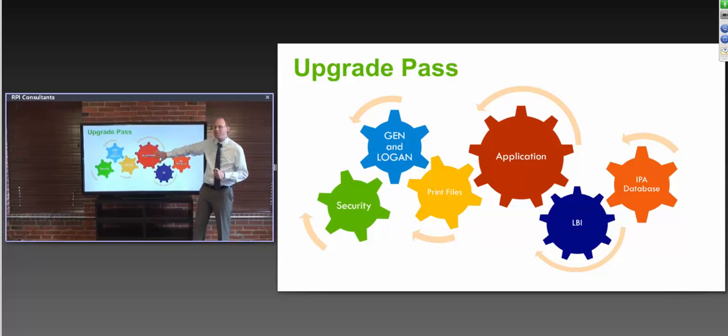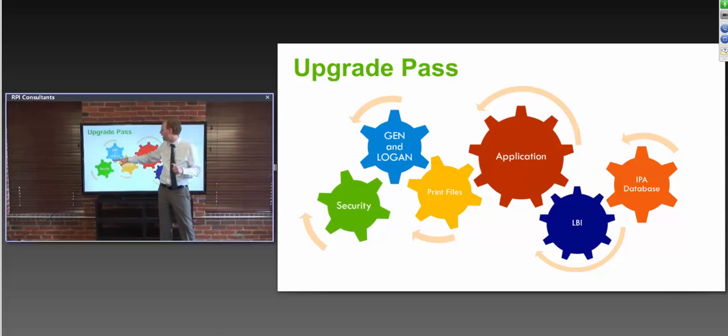But in addition to the application piece, the product line, there are a lot of other parts that make up our go-live checklist. For example, on the technology side, we've got our GEN and LOGAN product lines. GEN, of course, is going to contain all our job definitions, scheduled jobs, that sort of thing. We have security, our users list, roles and classes.